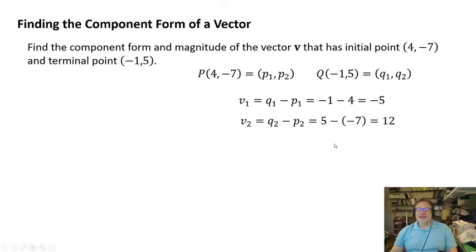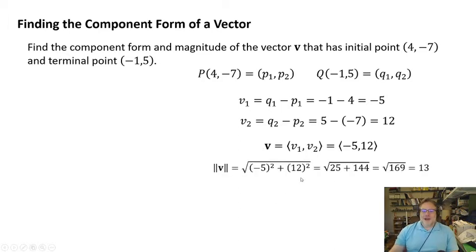We can find the second component in exactly the same way. We're now subtracting off the y component, the y coordinate rather, the second coordinate for each of these ordered pairs here. So Q2 minus P2, that's 5 minus -7. 5 minus -7, that's 5 plus +7. So 5 plus 7 is 12. So the second component of this is 12. So -5, 12 forms the components of vector v.